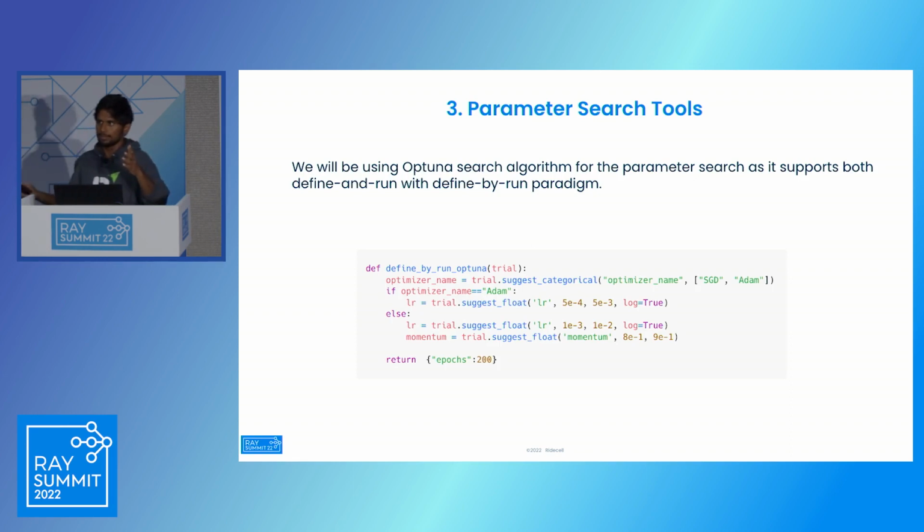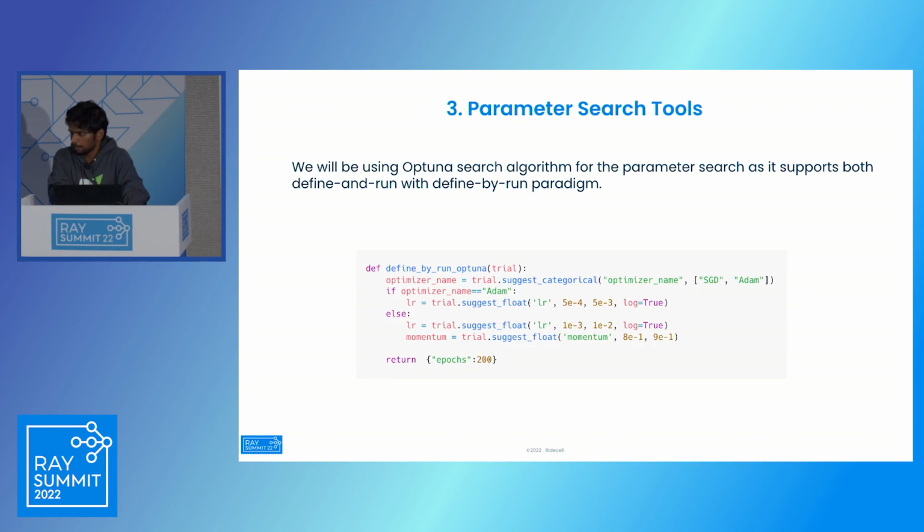Those parameters could be learning rate, where we have a continuous range, or could be a type of optimizer, which is more of a categorical. So these parameter search libraries allow us to do efficient search. I'll talk about those in detail in the next few slides.